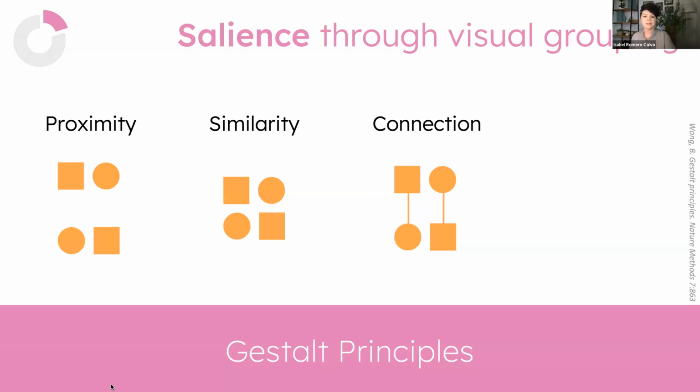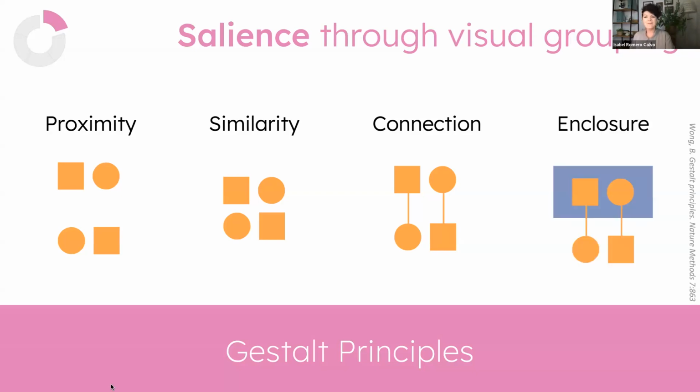But even stronger than these 3 different principles is enclosure. If I use some kind of shape, and it has to be something really simple, you don't need to overuse color or anything, but some simple shape in the background will break anything else that you have created. And it will emphasize that the group now is top and bottom again.